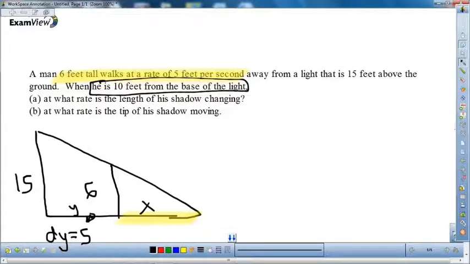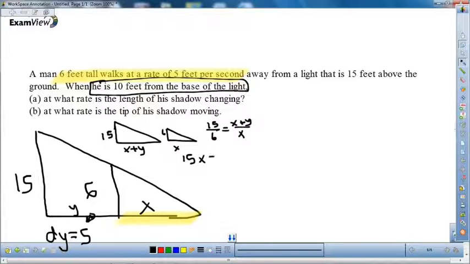So I'm going to do similar triangles. So notice I have this big triangle and a small triangle. So I'm going to do proportions. So I'm going to do 15 is to 6 as x plus y is to x. I'm going to cross multiply. Subtract 6x from both sides. And then I'm going to solve for x.